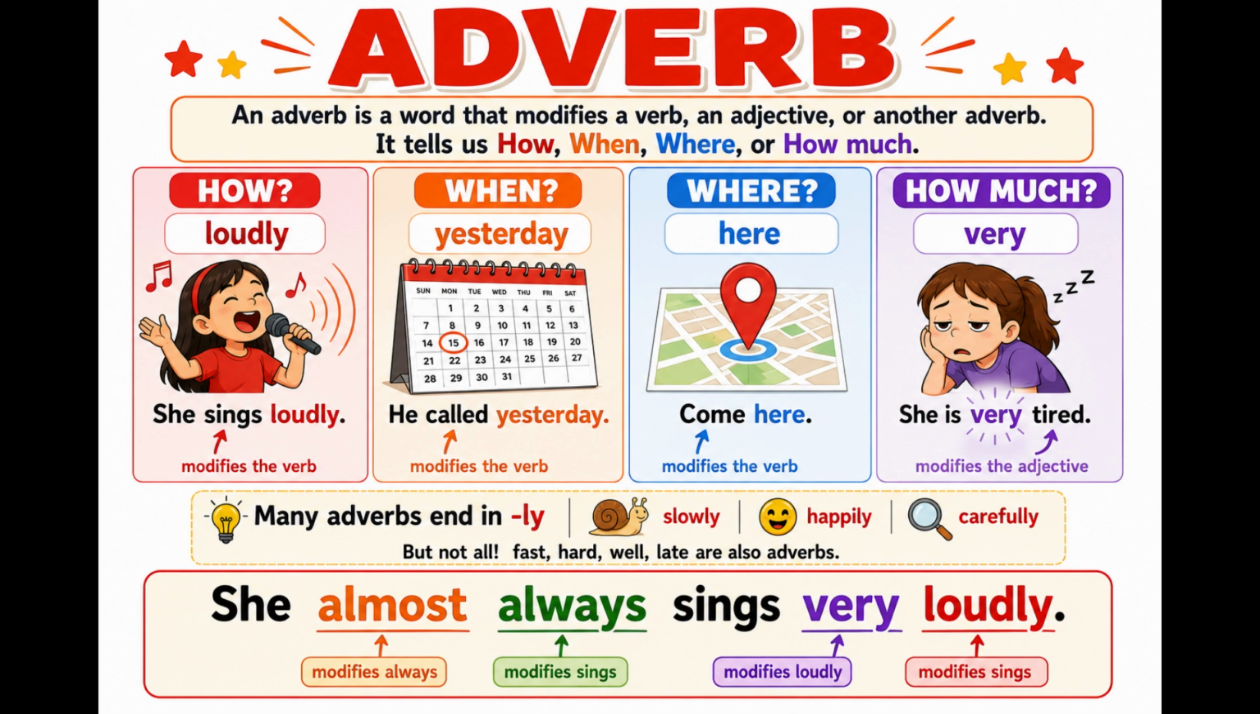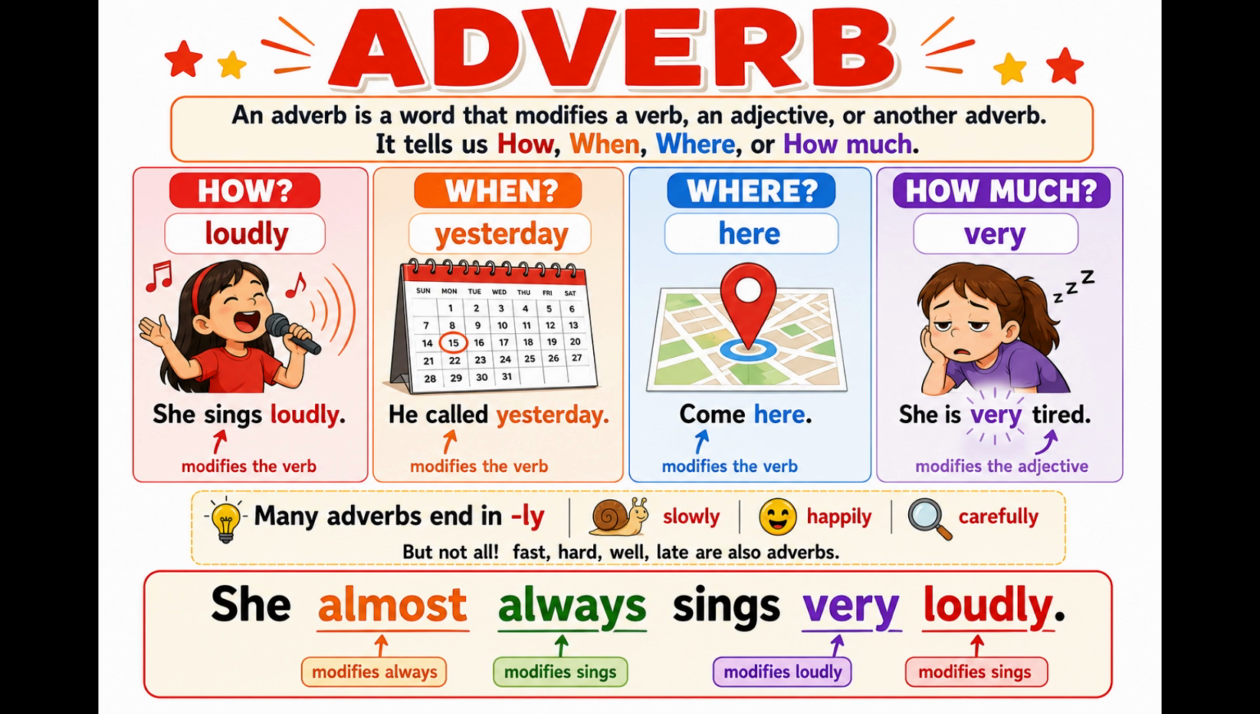A great clue: many adverbs end in the letters "ly". Slowly, happily, carefully, loudly, softly. If you see a word ending in "ly", there is a very good chance it is an adverb, but not always. Words like fast, hard, well, late are also adverbs, and they do not end in "ly". So the "ly" rule is a great starting point, not a complete rule.